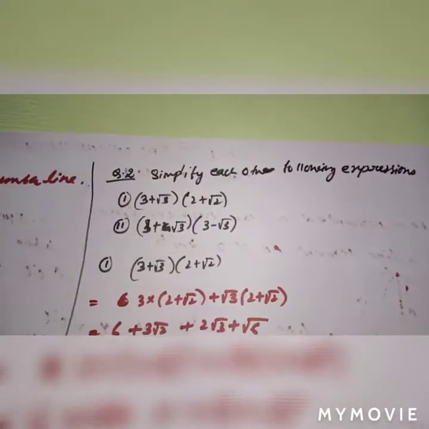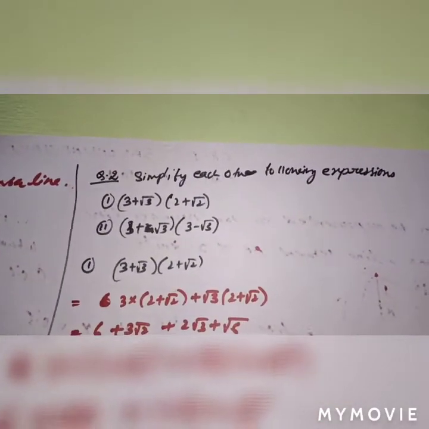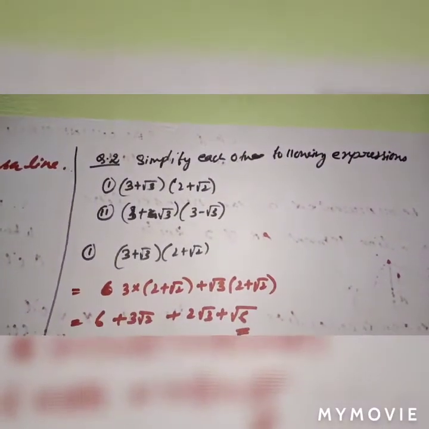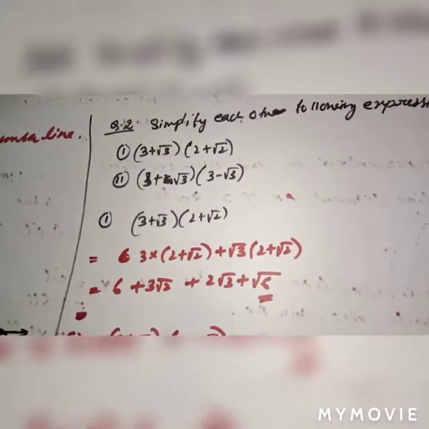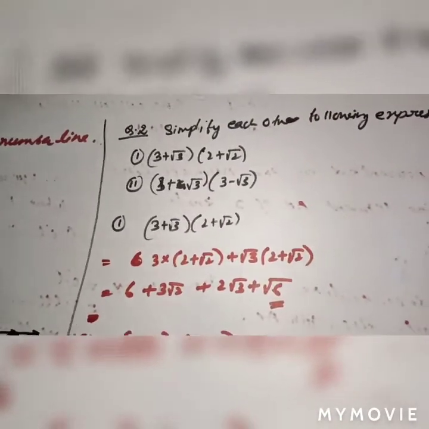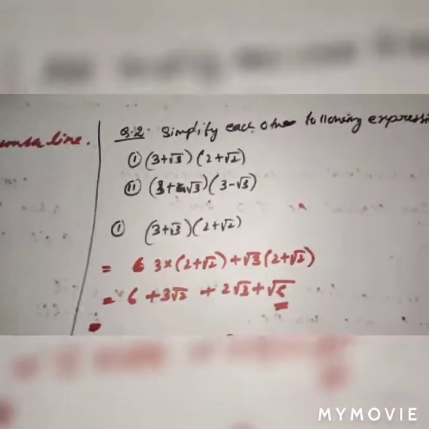3 plus root 3, 2 plus root 2. Then 3 plus root 3, 3 minus root 3. There are 2 more questions, but I will give you these first 2 questions. And question number 3 and question number 4, you can solve yourself.